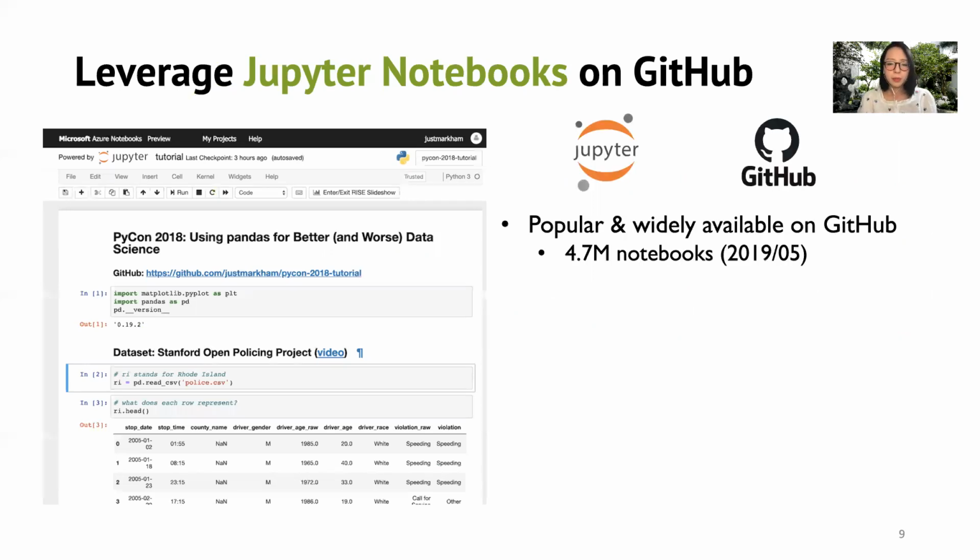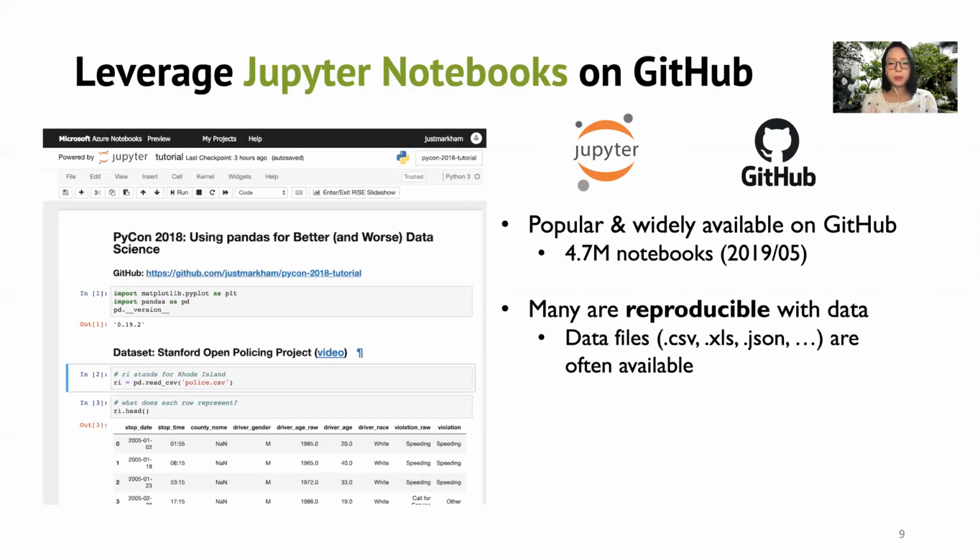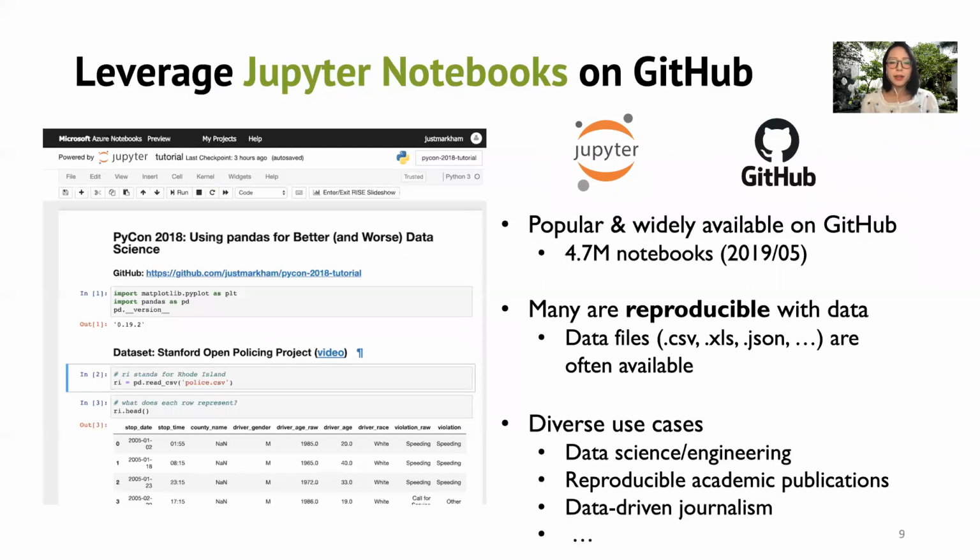For those who are not familiar with it, notebook is very popular and has become the de facto standard for practitioners in data science. There are 4.7 million notebooks as of May 2019, and the number is still growing fast. Here's an example of a notebook. It consists of pieces of data manipulation code interleaved with comments and visualizations. These notebooks are intended to be reproducible, so they are often accompanied by relevant data sets. We find these notebooks to be really diverse in nature, covering a wide range of use cases, including data science, reproducible publications, data-driven journalism, and so on and so forth.